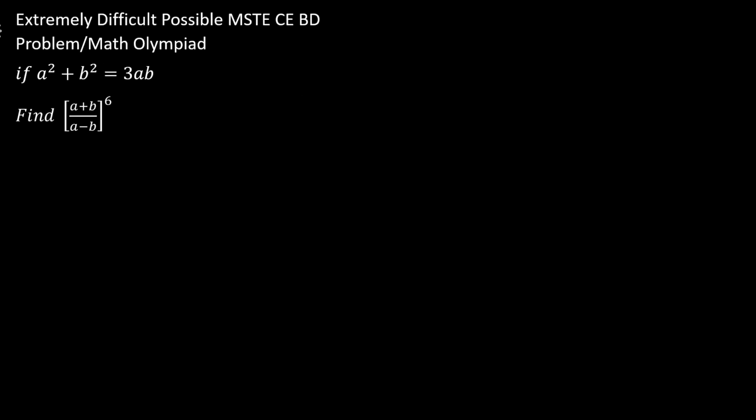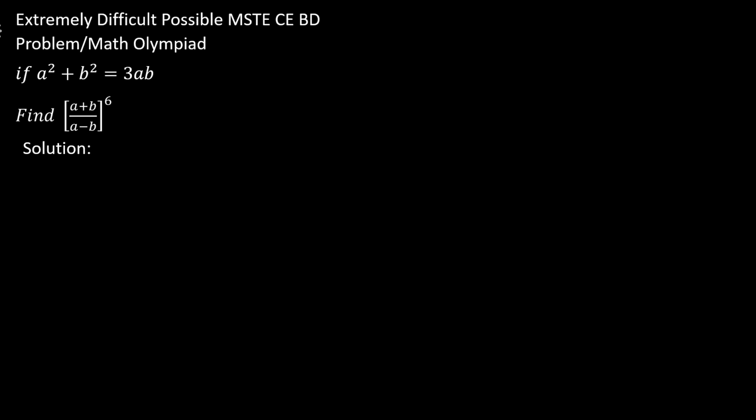Our civil engineering word problem for today is possibly an extremely difficult problem because the style is like a math Olympiad problem. Now our given problem is this. If a squared plus b squared is equal to 3ab, we have to determine the value of (a plus b all over a minus b) raised to the sixth power.